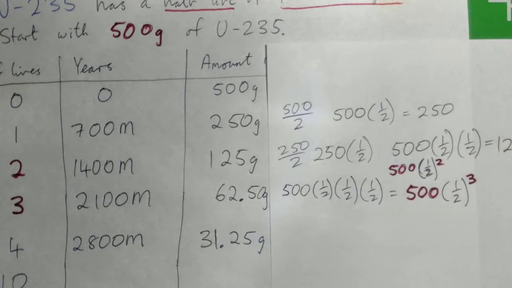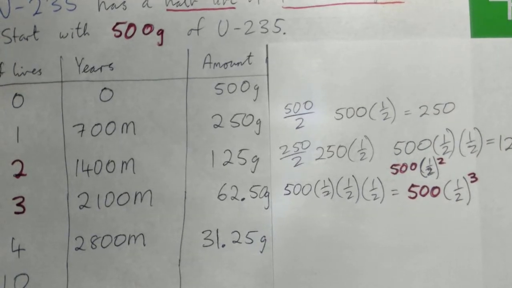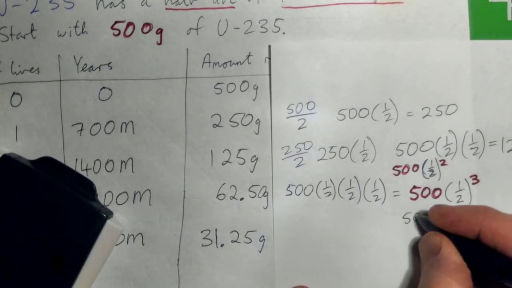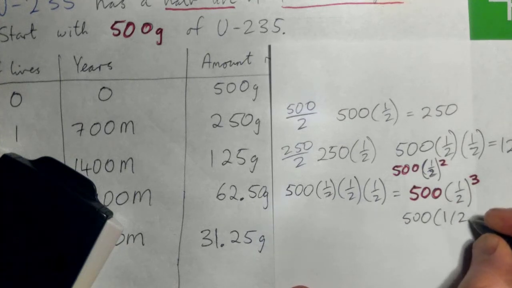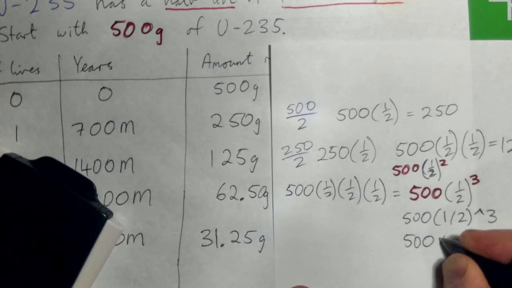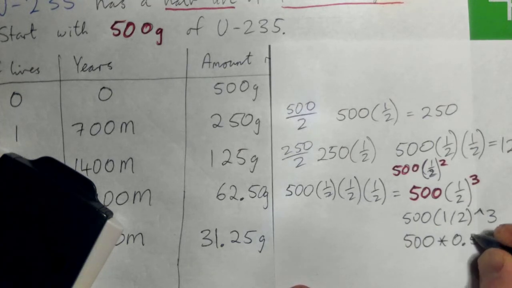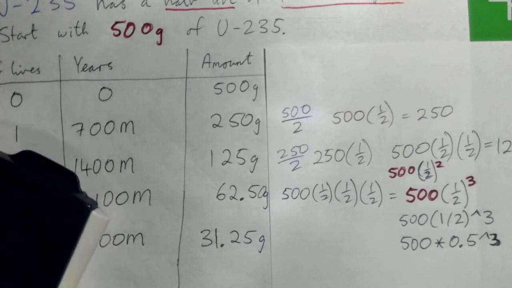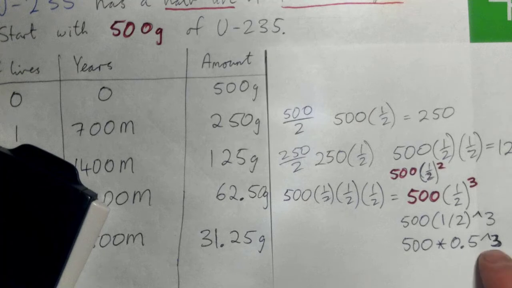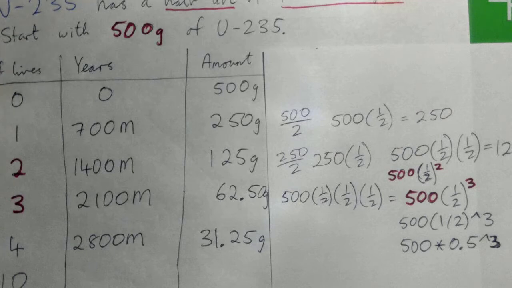And just for fun, let's plug that in a calculator. In the calculator it would look like this: 500 times 1 over 2 to the power of 3. Or you could do 500 star, and half is just 0.5, 0.5 to the power of 3. So there's a couple of ways of doing it in the calculator. But the calculator understands PEMDAS, so it's going to do the exponent first and then multiply, which is fine. So you don't have to worry about parentheses with this way.